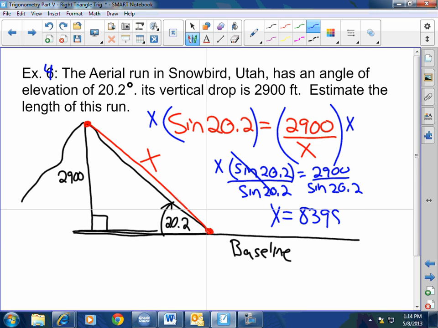Now somebody asked me, can I do it the other way? What other way is there? No, you can't use slope because you don't know what your horizontal is. Thank you for asking. Guys, there's no tricks to this. It's just use your calculator and the formulas, guys. It's not too bad. 8,398.54 feet. Yes. Okay? Okay, guys.